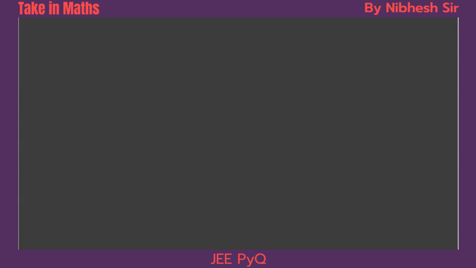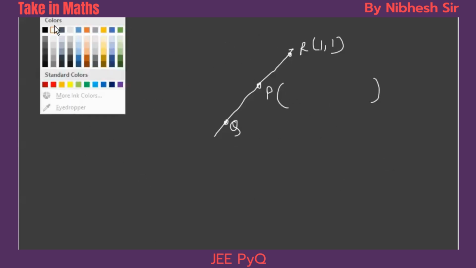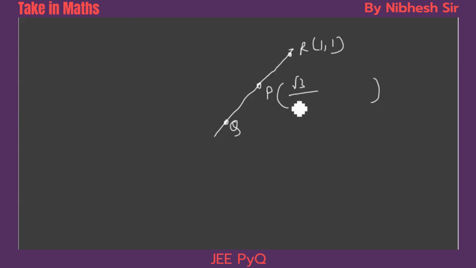Now we can get the equation of this line, the reflected ray. So I just draw this here. This is the Q point, and this is the P point that we have found. And this is the point R, which we have found as (1, 1). What is the P point? The P point is root 3 by root 3 plus 1, 1 by root 3 plus 1. So I write here: (root 3 by root 3 plus 1, 1 by root 3 plus 1). Applying the two-point form, we can get the equation of line QP.